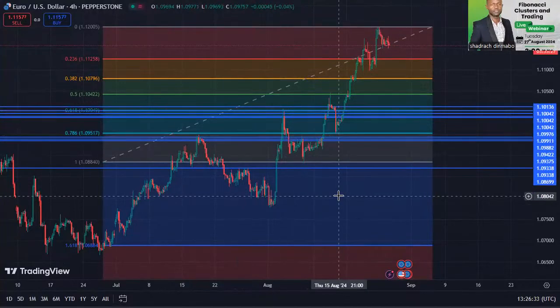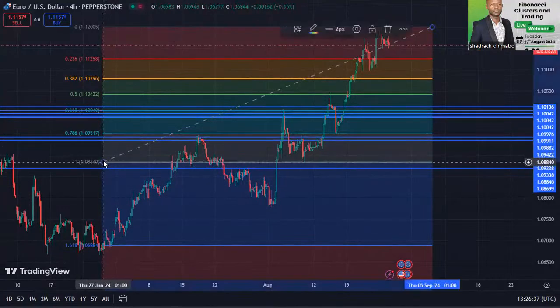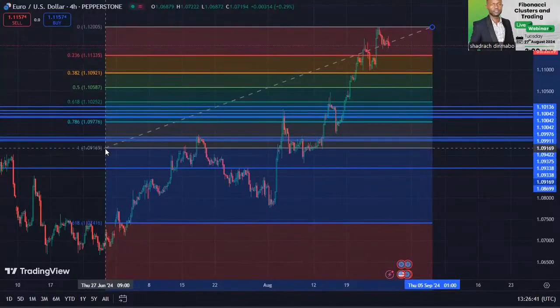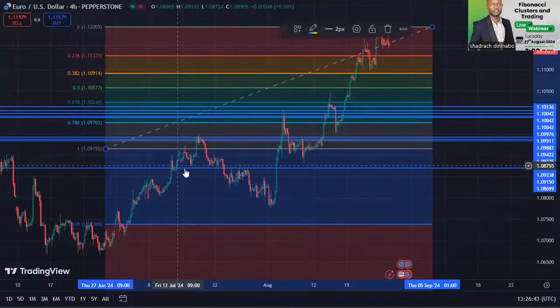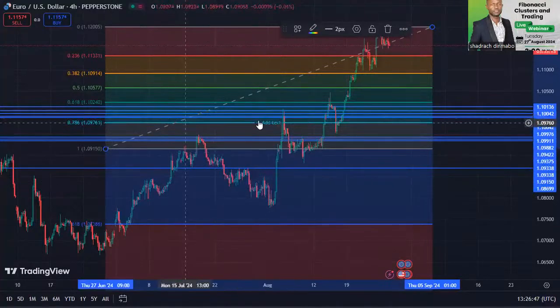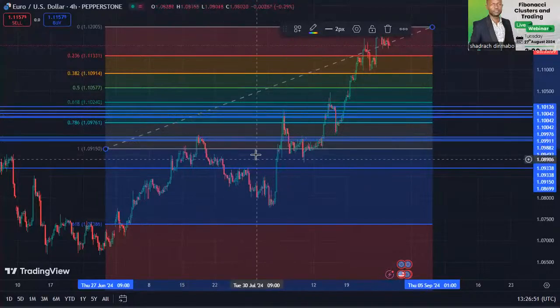Nice. If we push further, what else? We come to this point. Here is another higher low. What do we have here? Do we have any of them? This one, none. This one it seems to be apart from the clusters we have here.